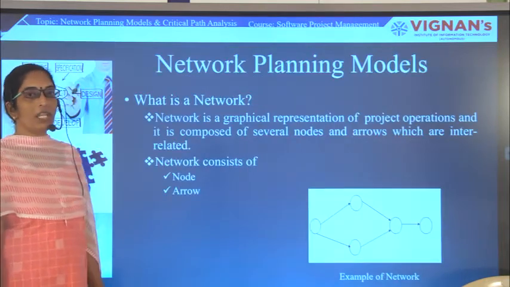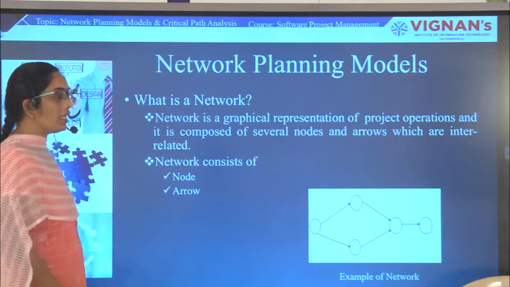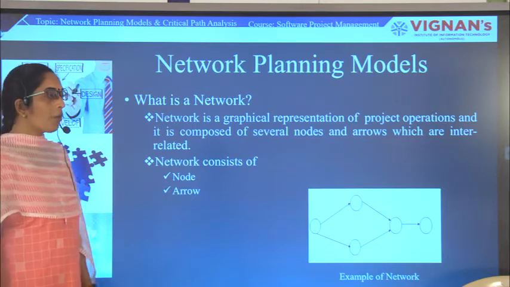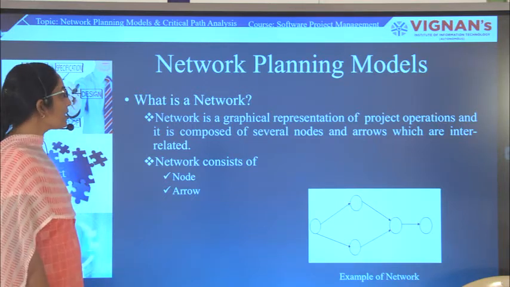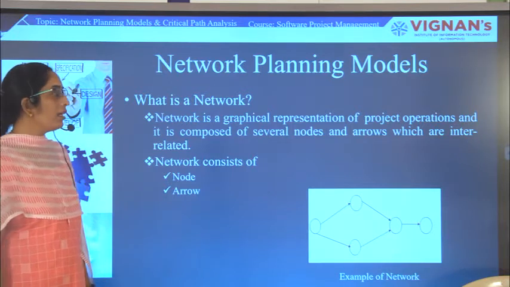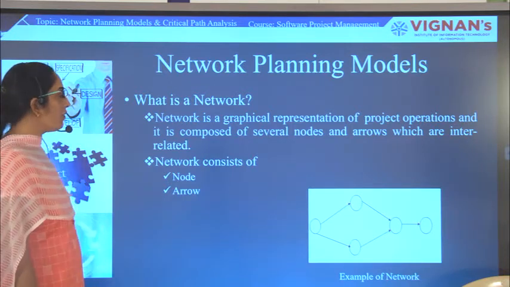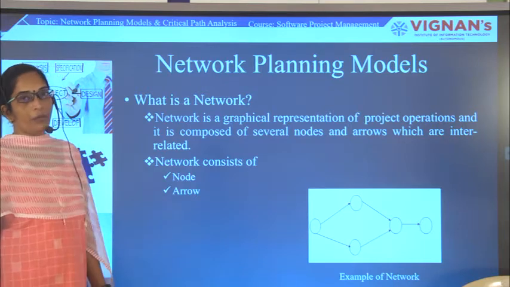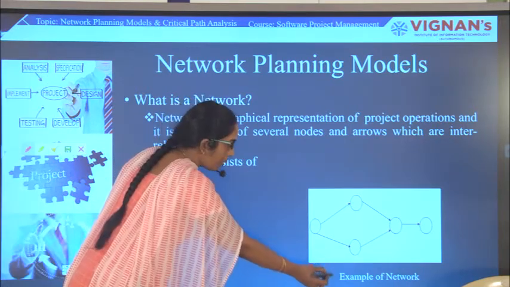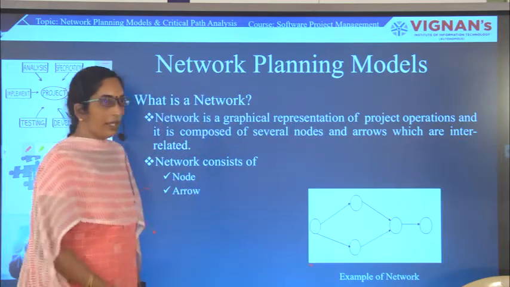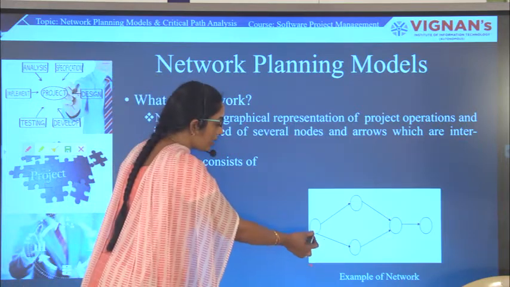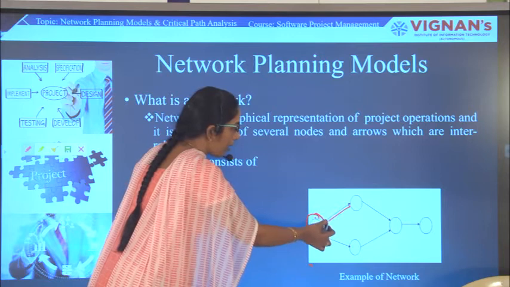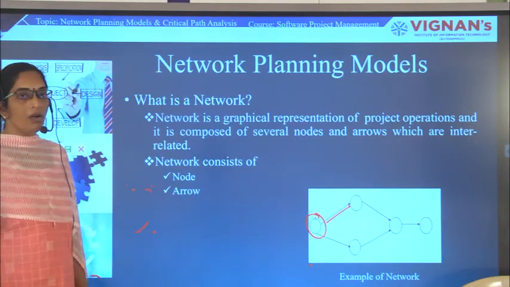Before moving to the network planning models, let us first know what a network is. A network is a graphical representation of project operations, and it is composed of several nodes and arrows which are interrelated. A network consists of nodes and arrows. This is an example of how a network will look. The circles represent the nodes, and these are arrows. This is a simple example of a network.